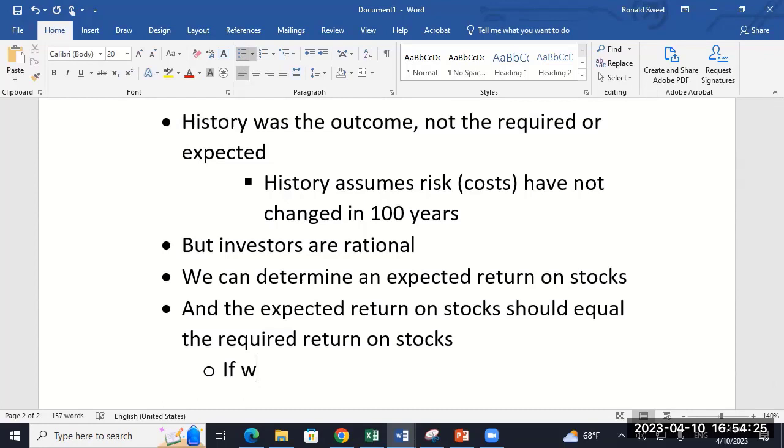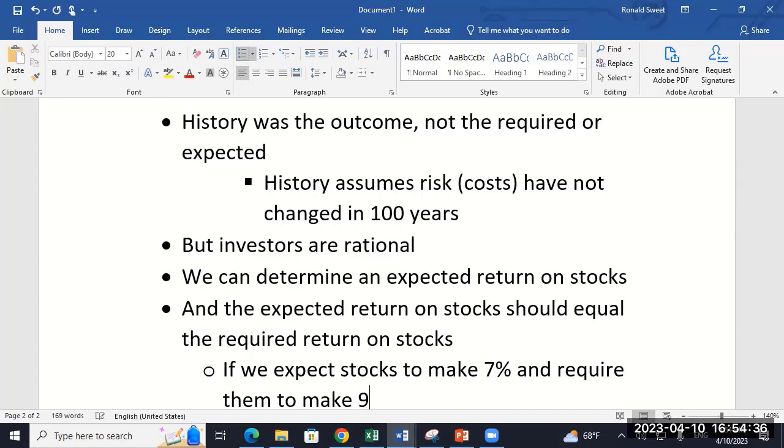If we expect stocks to make 7% and require them to make 9%, what happens? You say, boy, I need 9% to compensate for my risk. The stock market's price gives me 7%, so what are you going to do? You wouldn't be buying stocks, you'd be selling stocks. What's going to happen to the stock market? Is it going to go up or go down? It's going to go down. It's going to crash. How far is it going to crash?